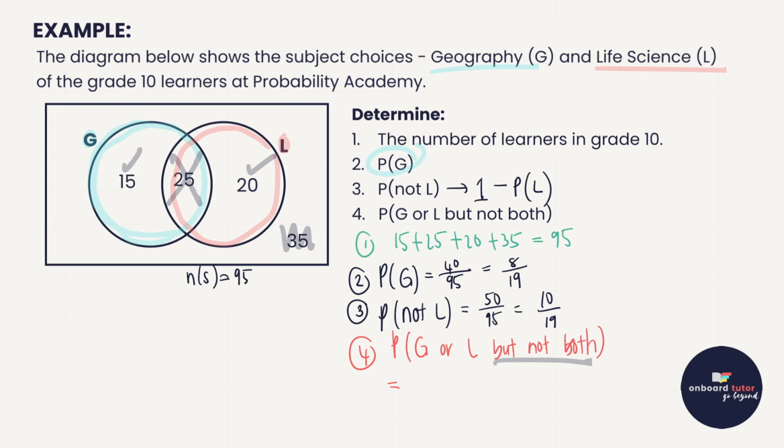So we've got 15 plus 20 learners who match those criteria. So 15 plus 20 is 35 over the 95 learners. And that we can simplify again. 35 over 95 gives us 7 over 19.